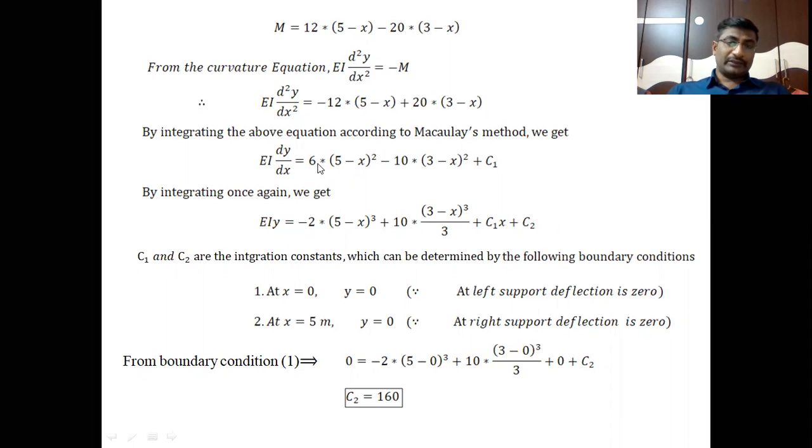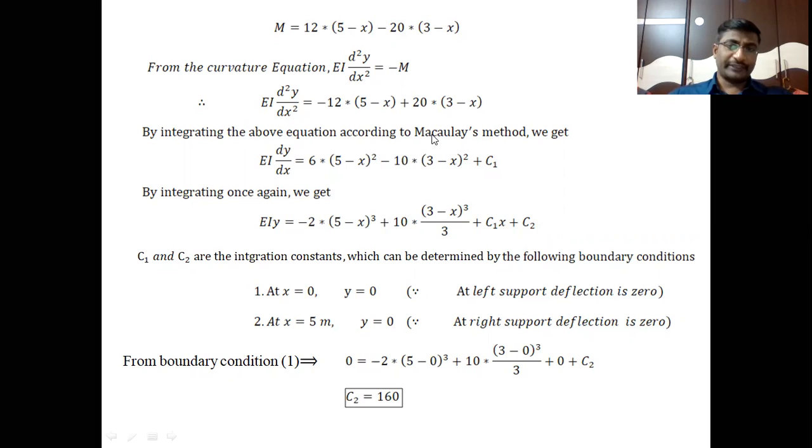So minus 6 is there initially, 5 minus x whole cube, 6 by 3 is 2. So minus 2 into 5 minus x whole cube. Here plus again it becomes plus 10 into 3 minus x whole square, integration is 3 minus x whole cube by 3 with a minus expression, minus minus plus, it becomes plus. So 10 into 3 minus x whole cube by 3 plus c1x plus c2. c1 is the constant of integration, c1x plus c2. c2 is the second integration constant.